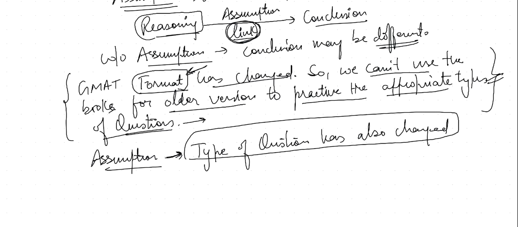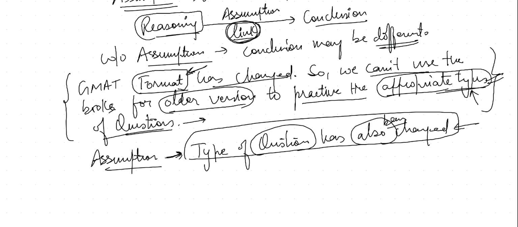The information is about format getting changed. Format could be number of questions. It could be the number of sections that we deal with. It could be timing of the exam. It could be scoring of the exam. But when we say older books cannot be used to practice the right type of questions, we are assuming that the type of questions has also been changed. Without this assumption, we cannot make this conclusion. I mean, the conclusion could be different. Is that okay? Everybody understood?